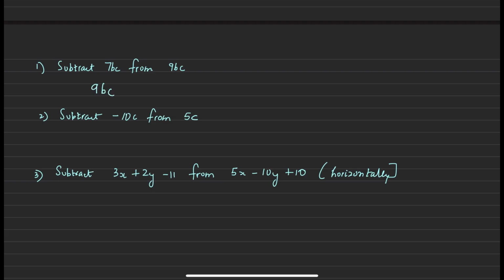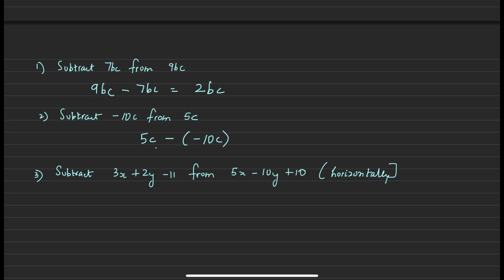From 9bc, we have to subtract something. Okay, put the subtraction sign over there. What do we have to subtract? 7bc. 9bc minus 7bc, like terms, so 2bc. Done. Next one. Subtract minus 10c from 5c. First, I will put 5c. Mind you, we have to subtract something, so place the subtraction sign over there. What do we have to subtract? Minus 10c. Oh, so see now how this looks.